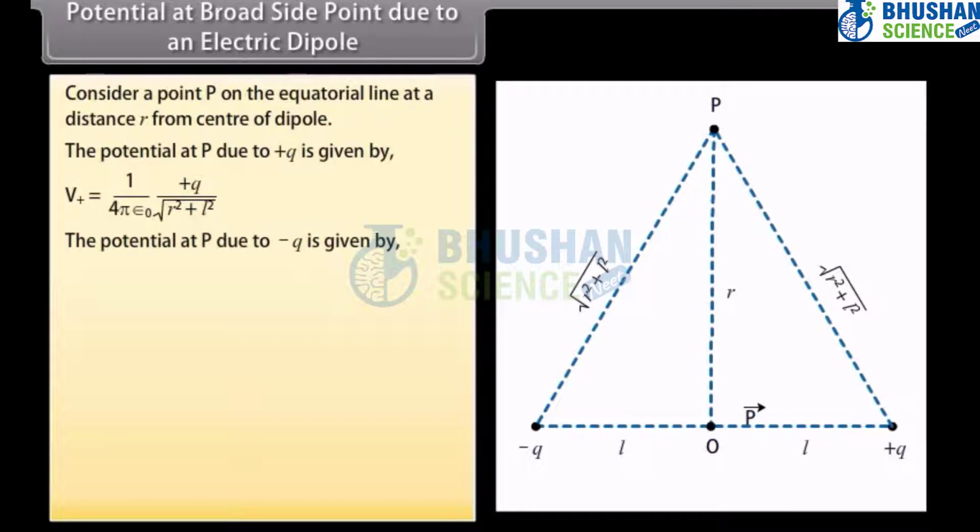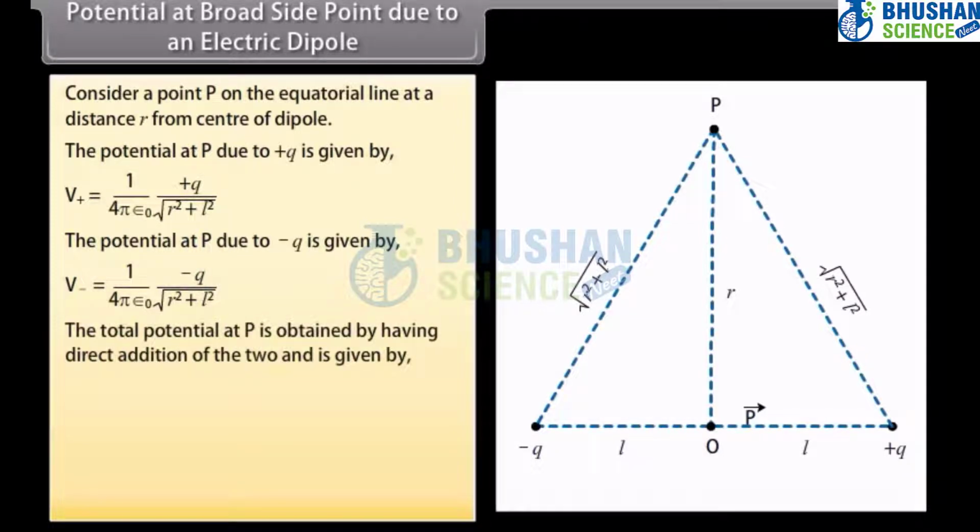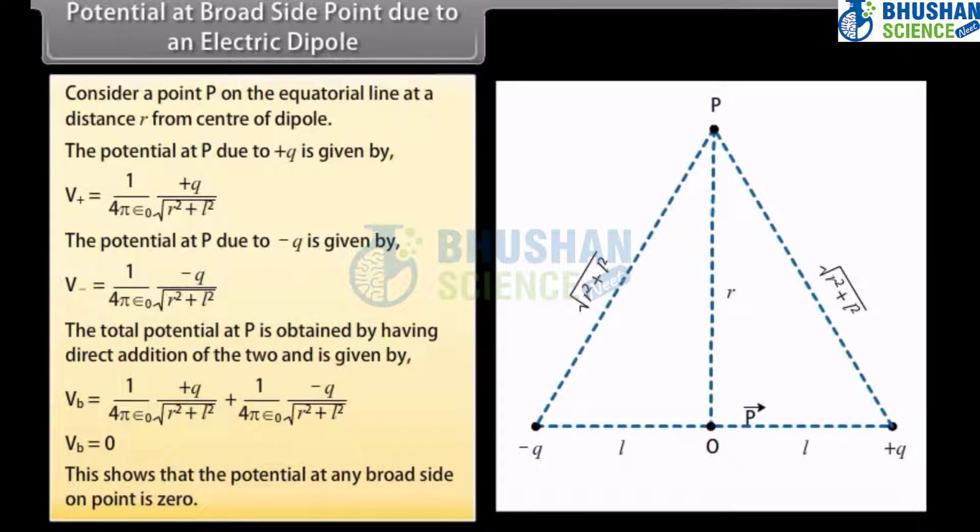The potential at P due to minus Q is given by V negative equals 1 upon 4 pi epsilon naught multiplied by minus Q upon under root r square plus l square. The total potential at P is obtained by direct addition of the two and is given by V B equals 0. This shows that the potential at any broadside on point is 0.